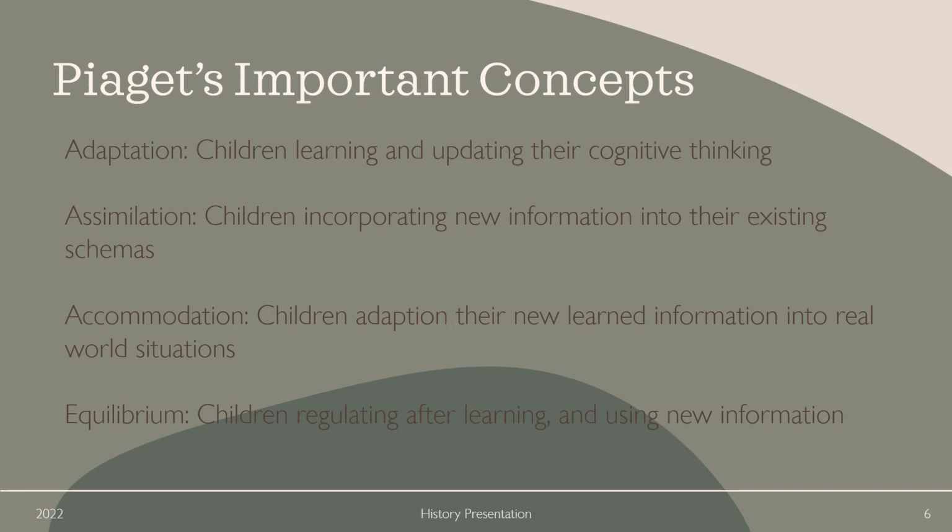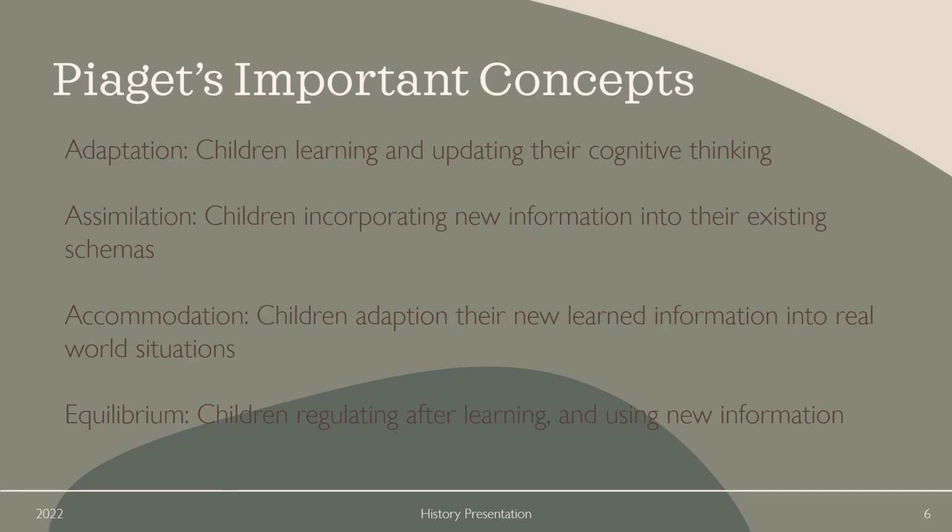Assimilation goes after that, children incorporating the new information into their existing schemas. For example, if a child has a toy and it makes noise, they know to just bang it on something and make noise. They have new information that when you bang it on something, it makes noise. So they can start doing that in patterns. They can make different kinds of patterns with the noises.